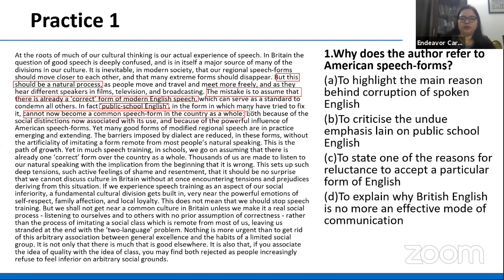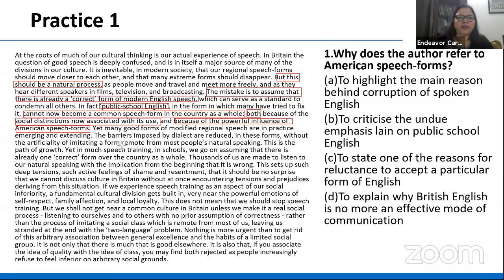Why? Look at that word, both. Because of the social distinctions associated with its use. Now, when I use the word social distinction, what do I mean? I'm referring to social classes. So you're connecting it with social classes. There is some sort of social idea that connects with you using this particular speech form. And second reason, because of the powerful influence of American speech forms. Okay. So two reasons why he says it should not be fixed as one particular standard: public school English is the correct English.